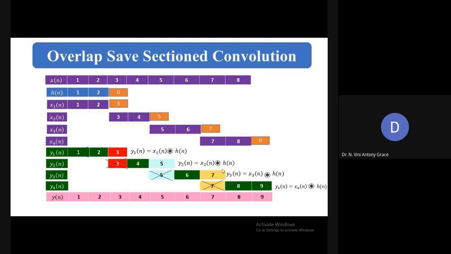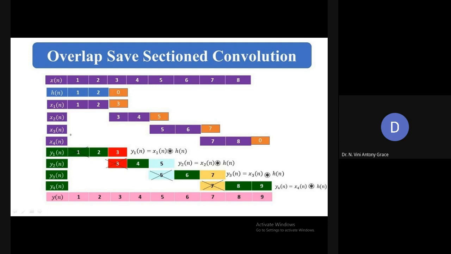Again, if you look at this, x of n has 8 samples. h of n has 2 samples. Now since h of n has 2 samples, you are splitting x of n into 2-sample sequences: 1, 2, 3, 4, 5, 6 and 7, 8. You have got 4 shorter length input sequences.